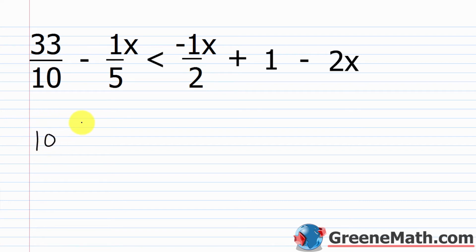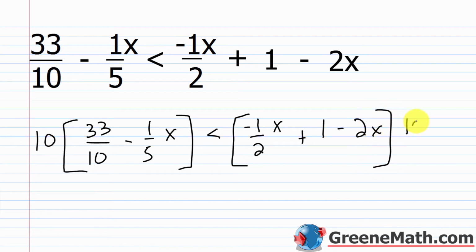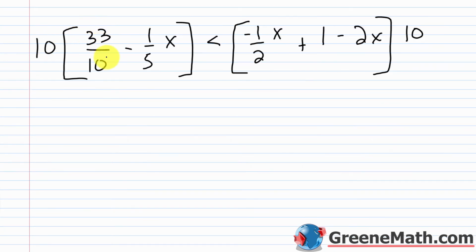So I'd have 10 times, remember to use brackets, or again, you could use parentheses if you want, 33 over 10 minus 1/5 times x, close the brackets, and then this is less than, open brackets, negative 1/2 times x plus 1 minus 2x, close your brackets, and this is multiplied by 10 as well. So 10 times 33 over 10, the 10s would cancel and you just have 33. Then minus 10 times 1/5. 10 divided by 5 is 2. So then 2 times 1 is 2, then times x, so you just have minus 2x.